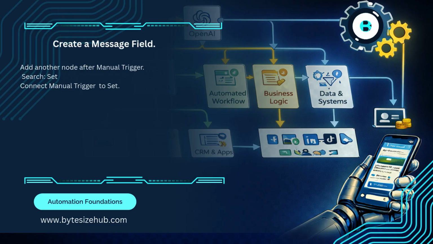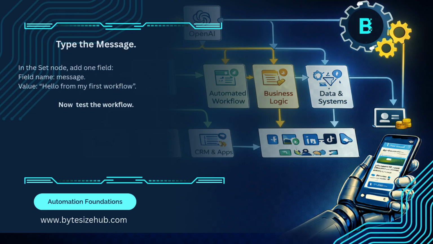Create a message field. Add another node after Manual Trigger. Search, Set. Connect Manual Trigger to Set. Type the message. In the Set node, add one field. Field name, message. Value, hello from my first workflow.